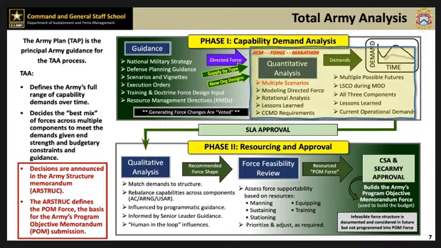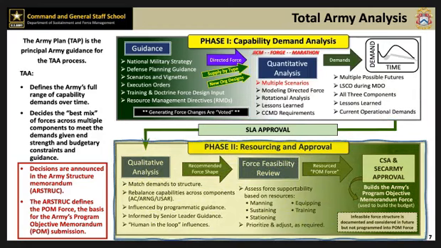Computer simulations such as the Joint Integrated Contingency Model and the Force Generation Model, or FORGE, provide models that are analyzed to develop the appropriate operating force within the authorized end strength necessary to accomplish the Army's mission with minimum risk. Phase 2 consists of qualitative analysis and further Army Senior Leader review.